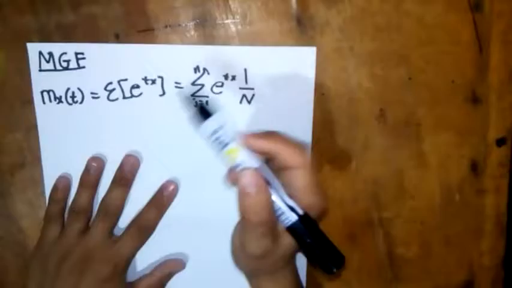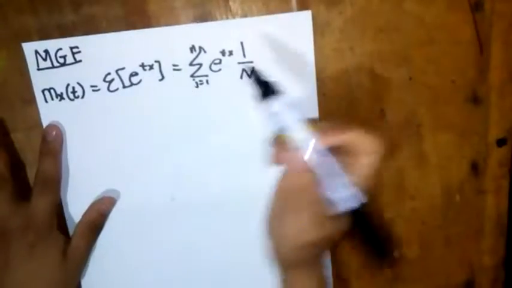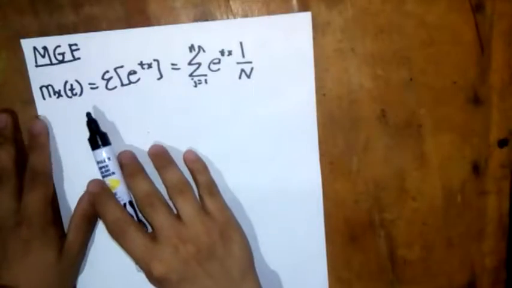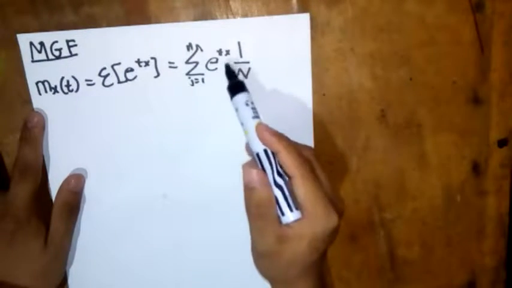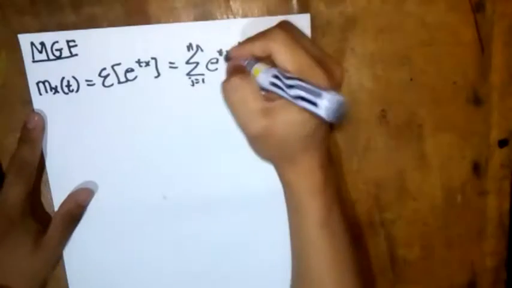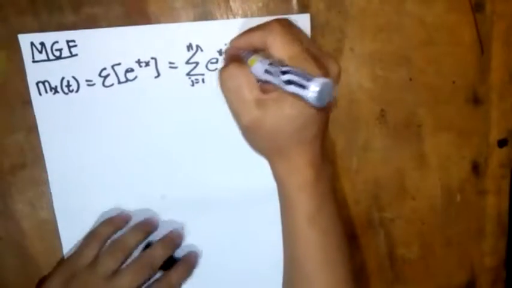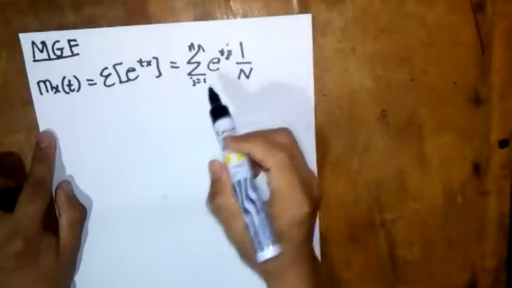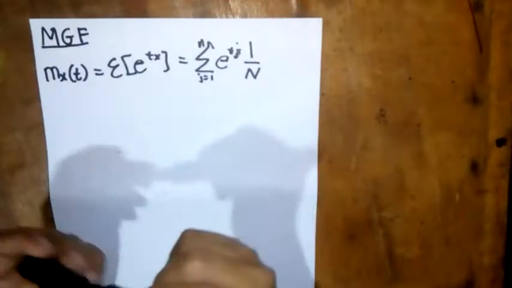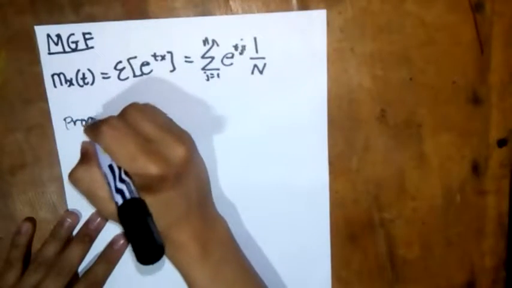Let's now proceed to our moment generating function, or the MGF. Then we're going to prove that the MGF, or the moment generating function, is equal to the summation of e to the tj, where j starts from 1 up to n, times 1 over n. And we're going to prove this one. This is just an easy proof.